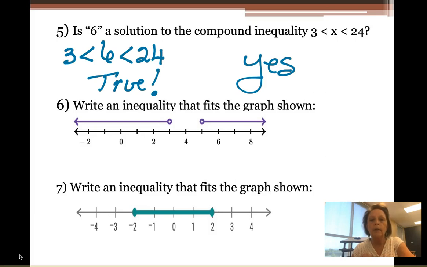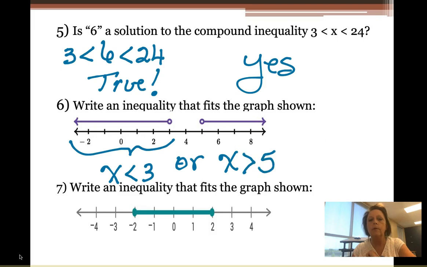Write an inequality that fits the graph shown. And well, my first one is an OR because I have 2 points shaded out. So first thing I'm going to do is I'm going to write OR. And then I'm going to write one inequality on the left and one on the right. Let's write our first inequality. Well, it looks like the number is 3, so x, and it's an open circle, so x is less than 3. And the one on the right, it looks like it is at 5. It's an open circle, so x is greater than 5.